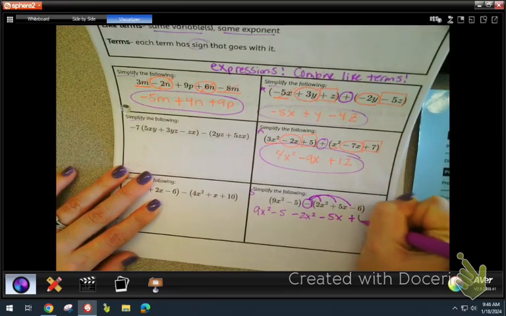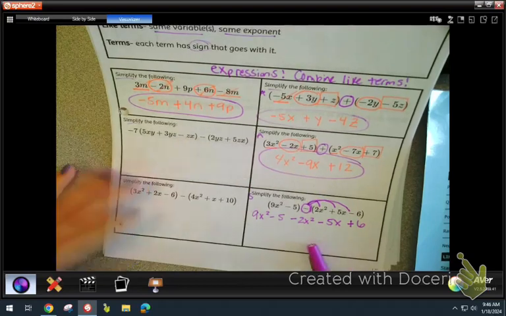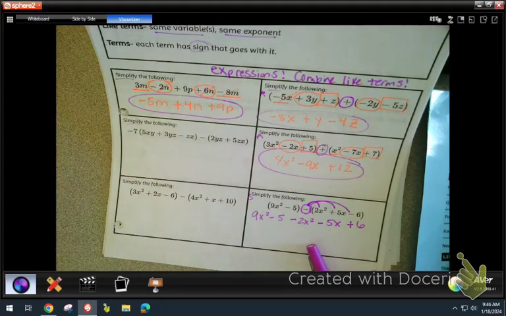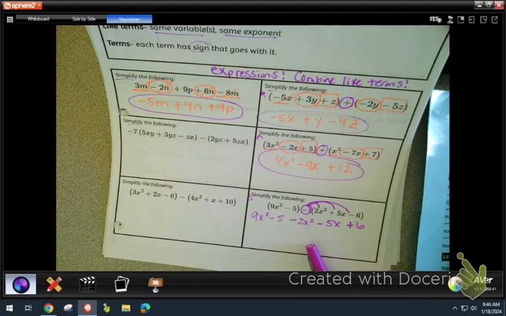Positive. So do y'all see what happened? The first parentheses, nothing changed because there's nothing in front of it. The second parentheses, all the signs flipped. My positive became a negative. My positive became a negative. My negative became a positive. And now it's just like the problem above. Put it together.